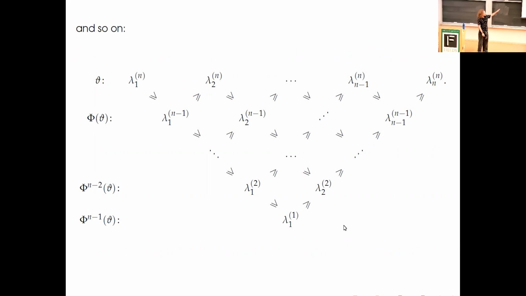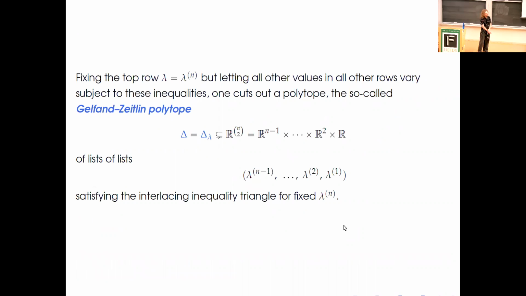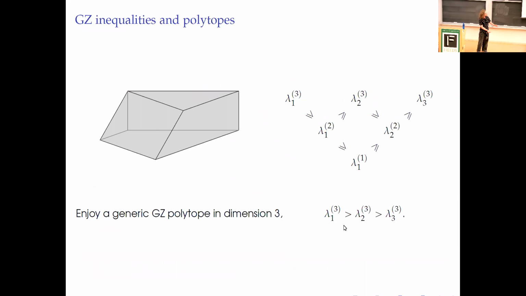Now, if you fix the top row and consider all of the other numbers that satisfy the inequalities, because each inequality cuts out a half plane out of some Euclidean space, you get some polytope, right? By the way, yes, each of these is realized by some list of truncations of a Hermitian matrix. So this polytope is called the Gelfand-Zeitlin polytope. And here's an example. If the top three are distinct, you get this nice three-dimensional shape, which is one of the few that you can sort of completely visualize.